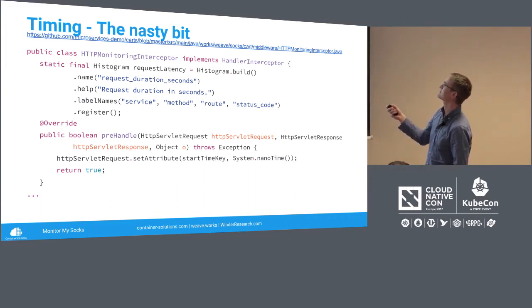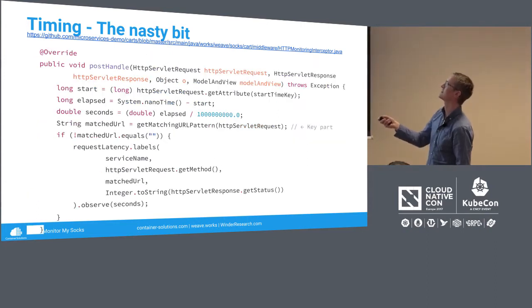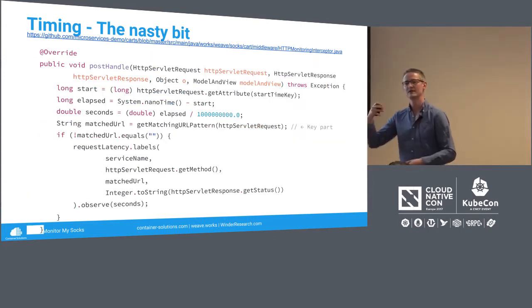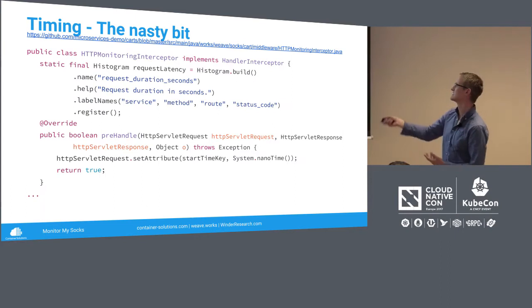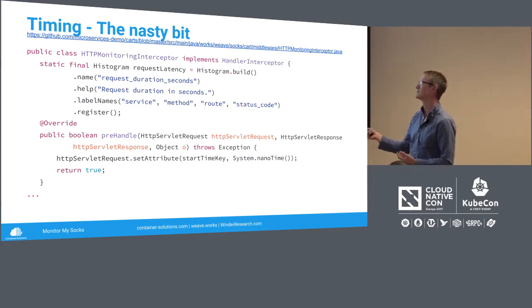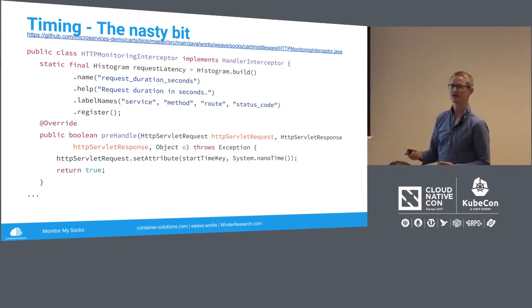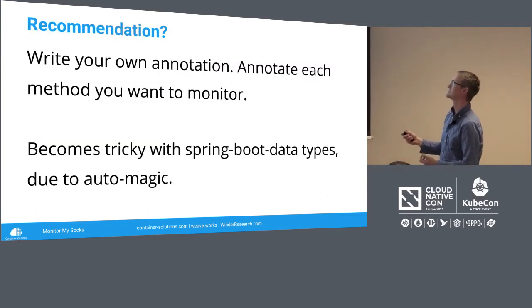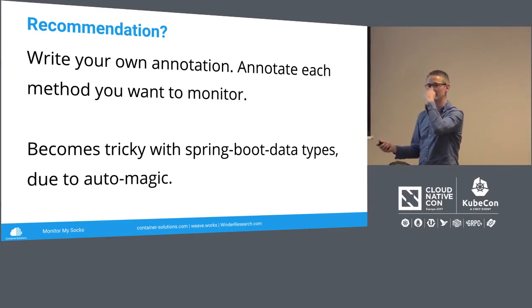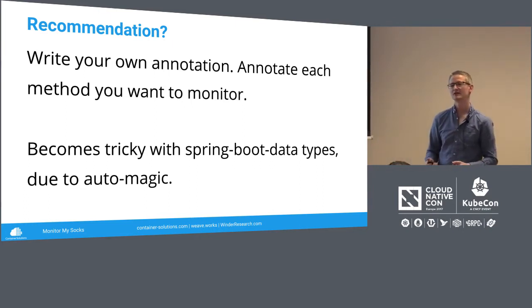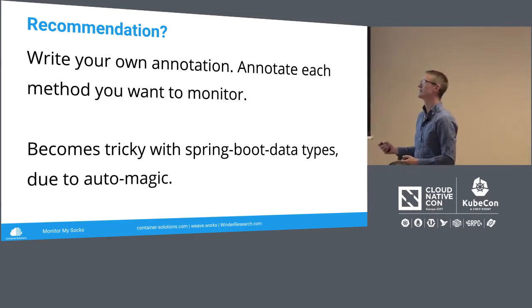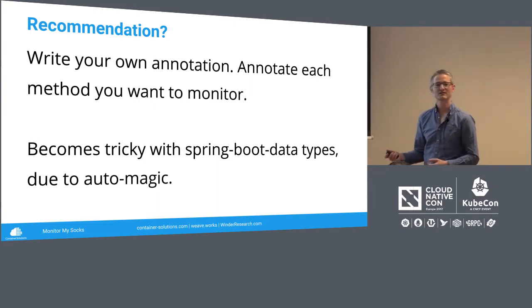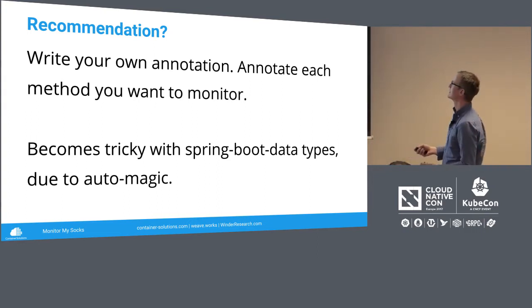The interceptor that I'm creating has got a pre-handle, like a pre-hook, and it's got a post-handle, a post-hook. And this is doing the same thing as the Go code is doing, where we're starting a timer in the pre-hook, and then we're calculating the duration in the post hook. Pretty nice. So I would probably recommend that you just write your own annotation, though, especially if you're using Spring or Spring Boot. Create an annotation that would create a histogram with your specific options. And that's probably easier to use in the long run.